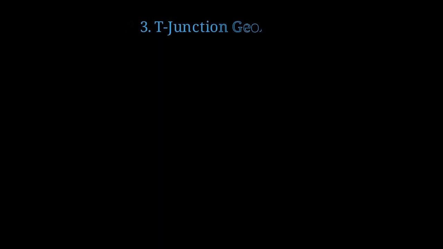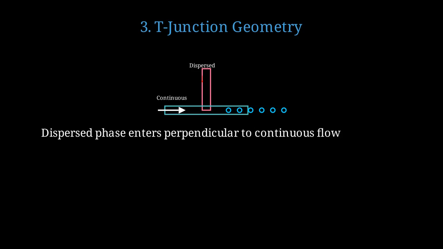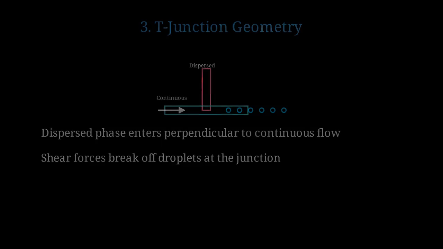The T-junction is the second major droplet generation method. In a T-junction, the dispersed phase enters perpendicular to the continuous phase channel, forming droplets at the junction through shearing forces. The dispersed phase enters perpendicular to the main channel where the continuous phase flows. Shear forces from the continuous phase break off droplets at the T-junction, creating uniform particles.